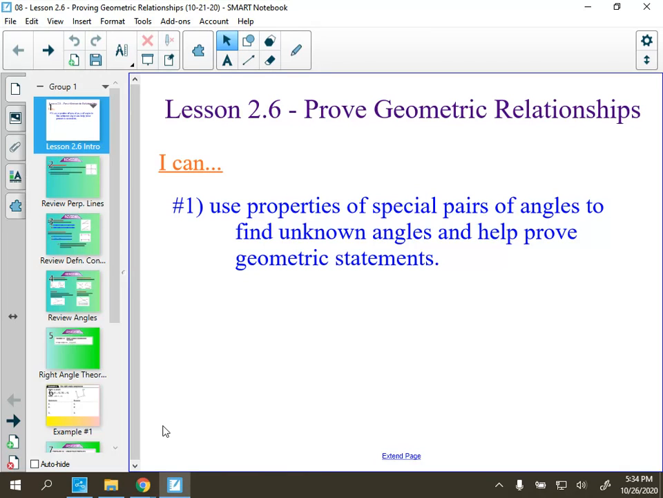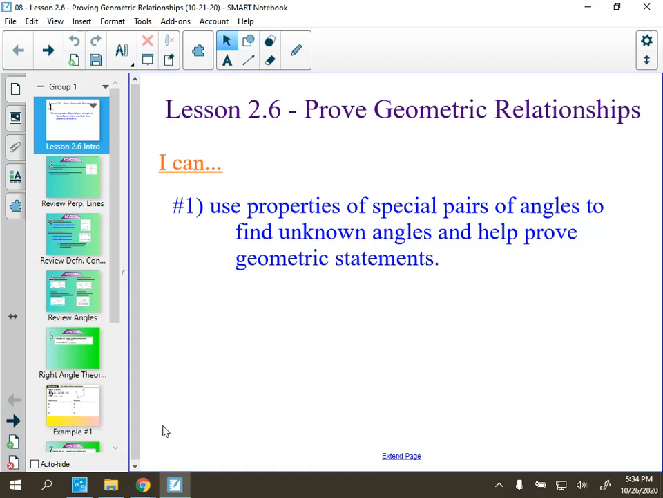Okay, here we go. Here's lesson 2.6. Video notes: prove geometric relationships. So we'll keep rolling with some of those geometric proofs. We'll look at a couple new postulates and theorems that maybe help us along the way, but it's still all centered at proving geometric statements.